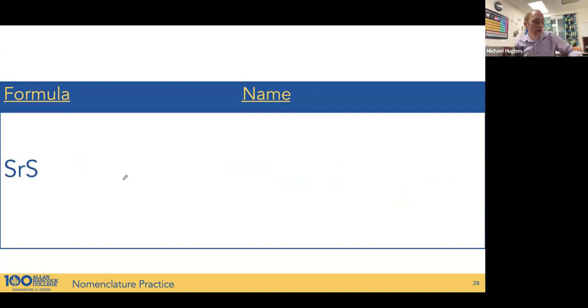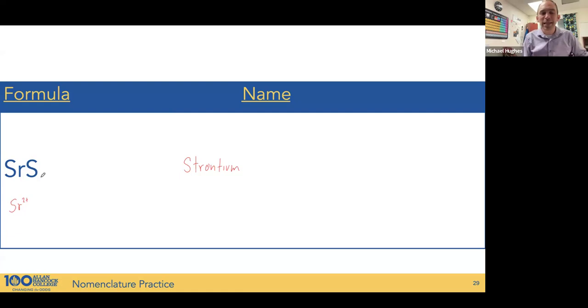SrS. So SrS, Sr is strontium. Strontium is an alkaline earth metal, which always forms an Sr2 plus cation. So is there a metal? Yes. Do we know its charge always? Yes, it's always 2 plus. So no need for parentheses, no need for the Roman numerals to tell us the charge of the cation. And because there's a metal, no prefixes. So we'll just put the name of the metal first, strontium.